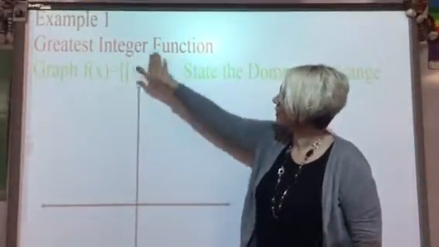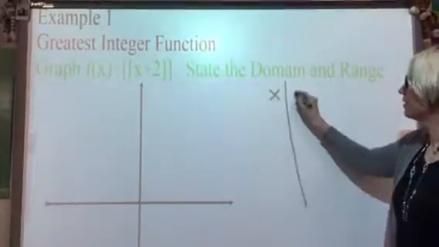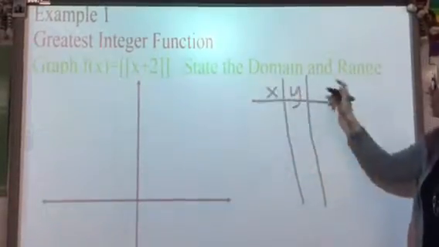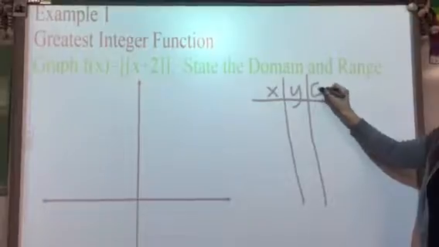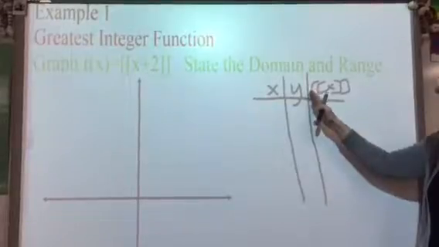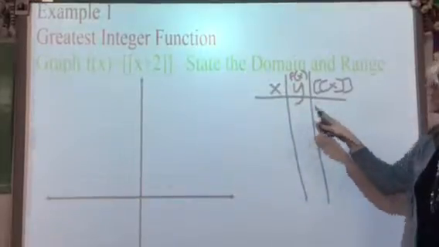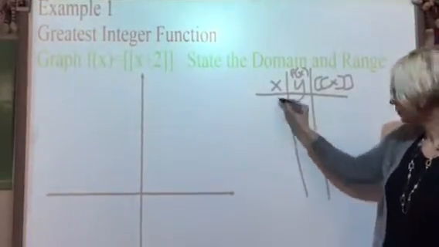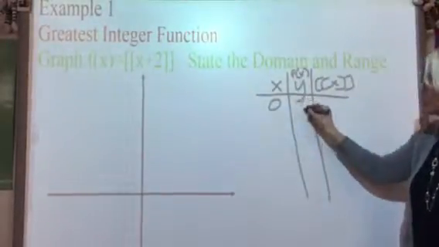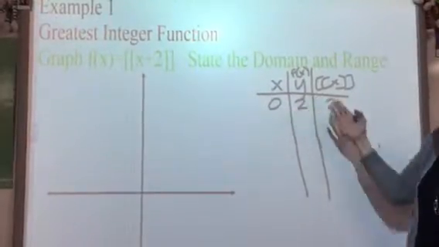Now, you know it's a greatest integer function because it has that double bracket. So when you are finding your x and y values, what might be good is to have another category here, and you're going to maybe have a double bracket just to remind you that it's got to be the greatest integer that's less than or equal to that value of x. So another name for y here would be f of x in this case. So let's just start with 0. If I start with 0, this is going to be 0 plus 2, which is 2. Well, the greatest integer that is less than or equal to 2, obviously, is 2.